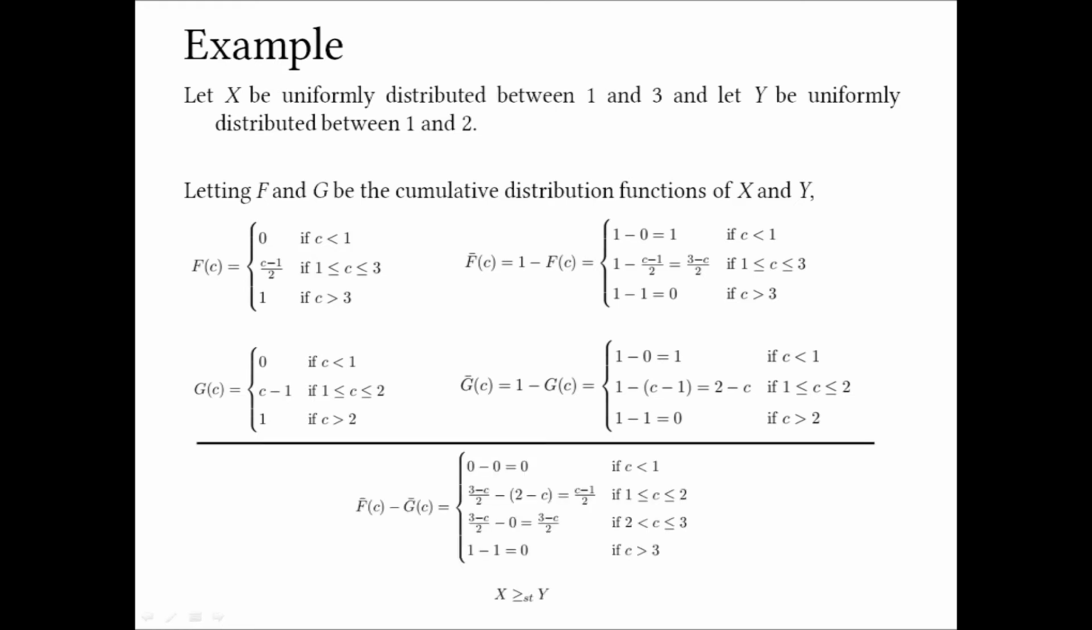And after this calculation, if we compare f bar and g bar, we can see that f bar c minus g bar c is always greater than or equal to 0 for any given c. And as a matter of this fact, we can simply say that random variable x is stochastically larger than random variable y.